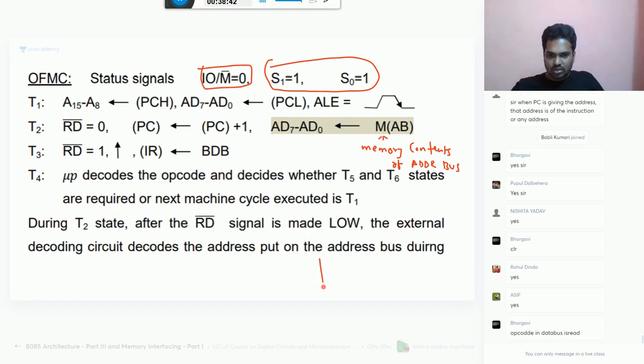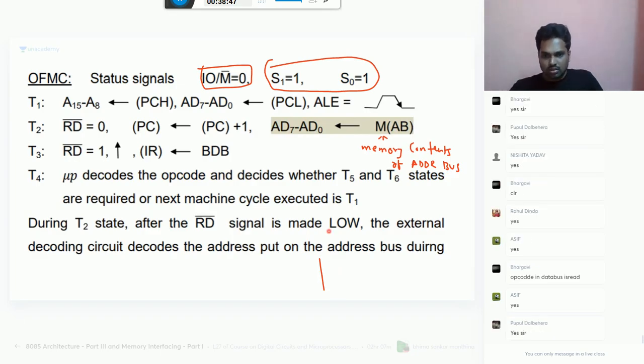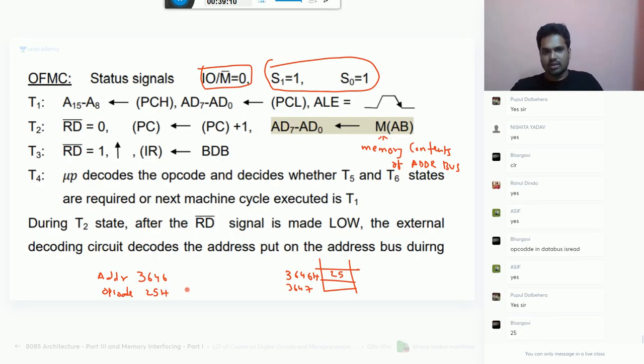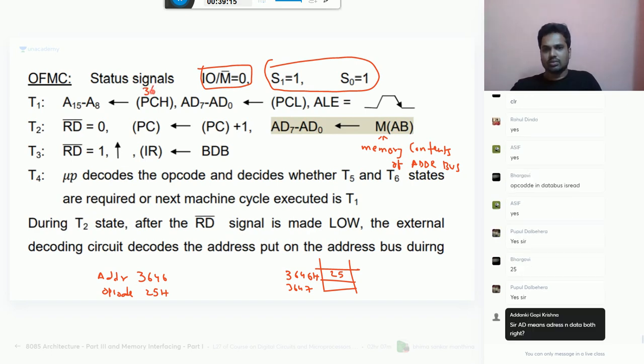Shall I give one example if you want? Listen. Suppose 25 is your opcode, and 3646 is your address. What is this here? 3646 is the address. Then, what is the opcode? 25H, just randomly taken. So during this, the higher order, that is 36, will be loaded, and here the lower order.